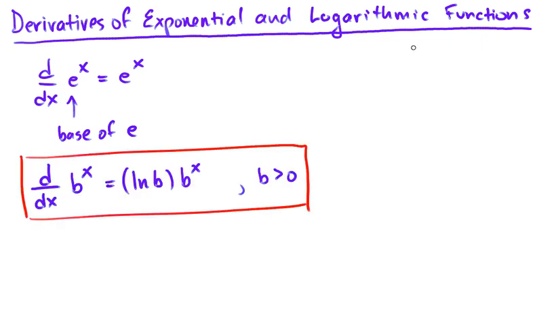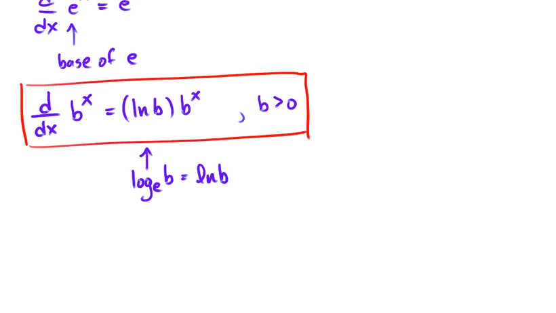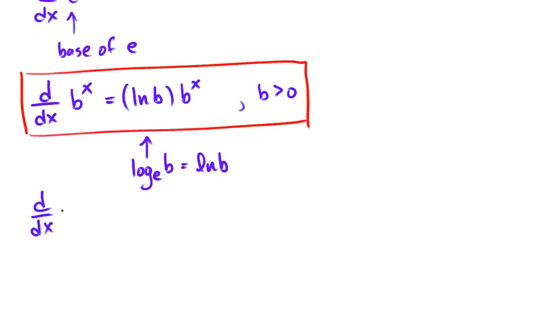So the derivative of a base b, as long as the base is bigger than 0, to the exponent of x is equal to ln of that base, and ln is log base e, times b to the power of x. That's why when you take the derivative of e to the x, this formula works. It's ln e times e to the x, substituting in an e wherever there's a b, and this part's equal to 1.